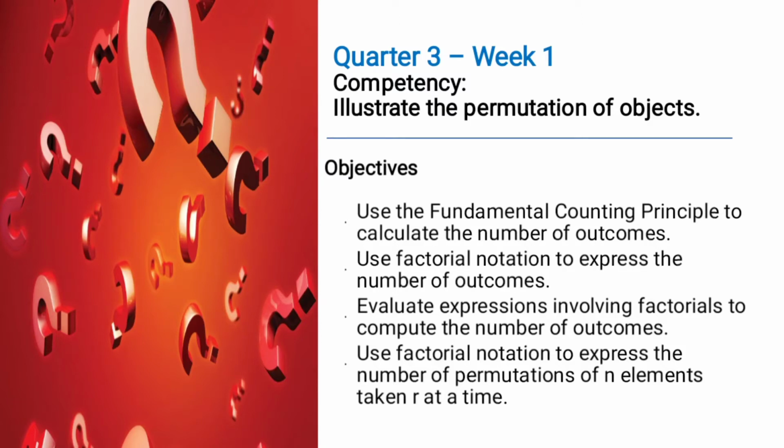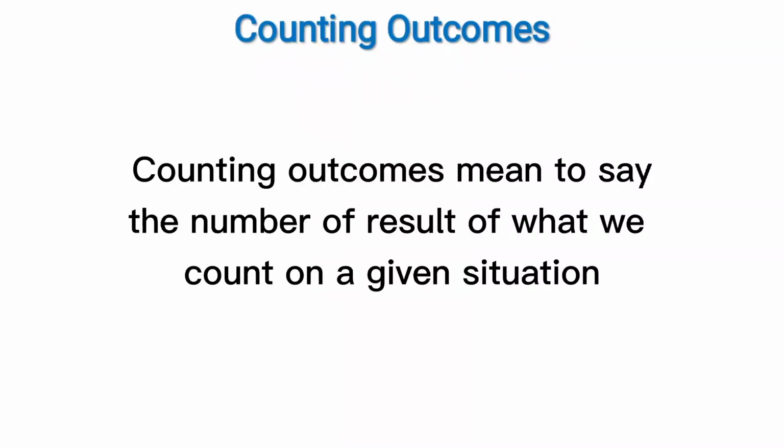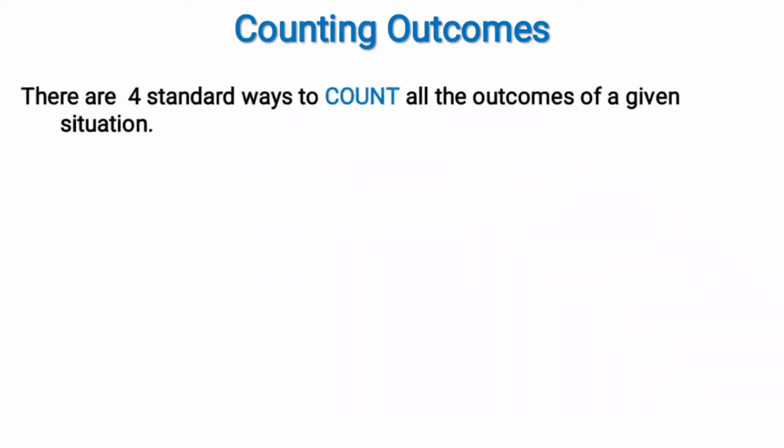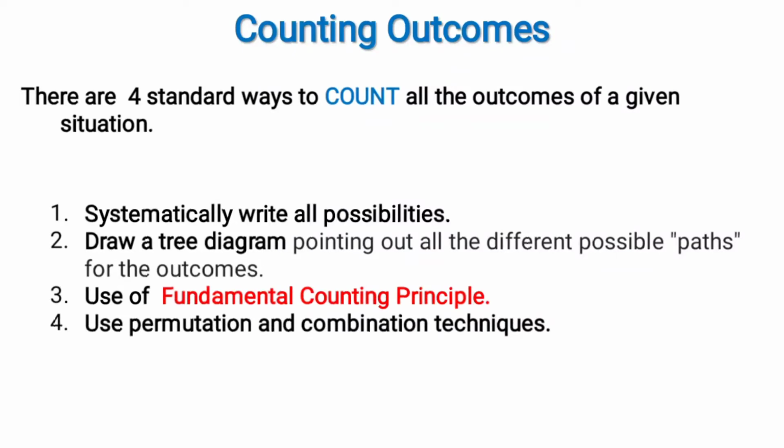Now, let us begin discussing our first objective. Let us start with the counting outcomes. The term counting is the fundamental concept of mathematics, and when we say counting outcomes, it means the number of results of what we count in a given situation. And there are 4 standard ways to count all the outcomes of a given situation. Number 1 is by systematically writing all the possibilities. Next is by drawing a tree diagram pointing out all the different possible paths for the outcomes. Next is by using the fundamental counting principle, or it can be by the use of permutation and combination techniques.